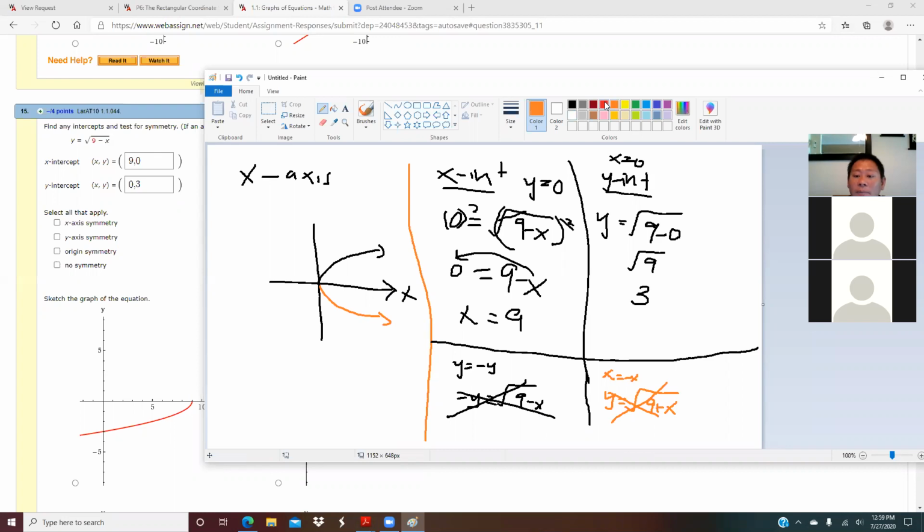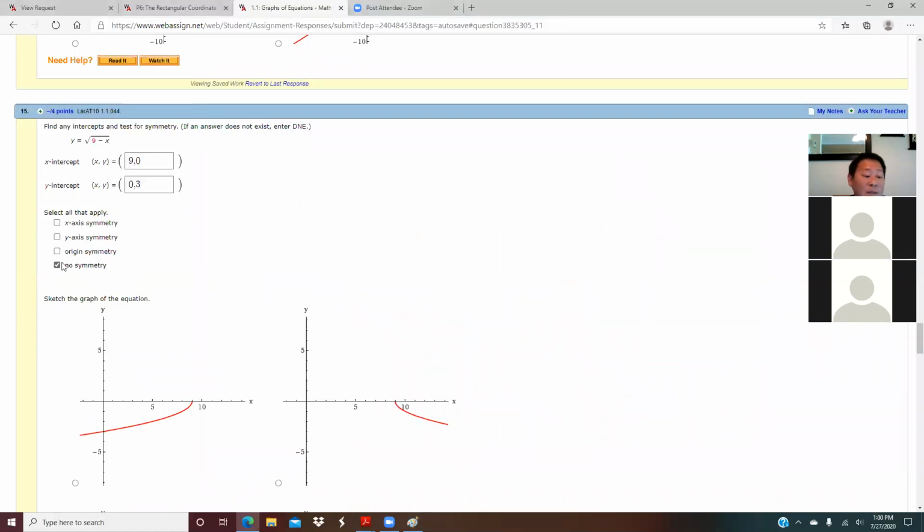And finally, I do it for the origin. So I put x become negative x and y become negative y into this equation. I will get negative y equals the square root of 9 plus x. And this is also not the same as the original equation. So there is no symmetry in this case.